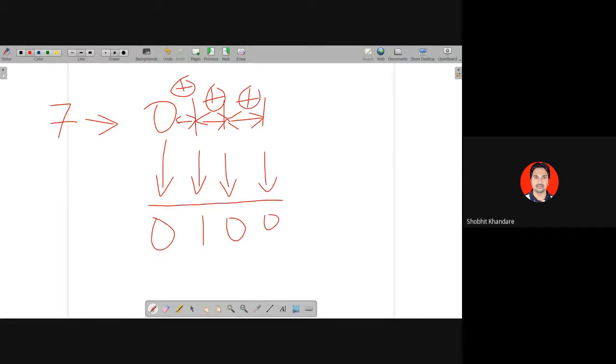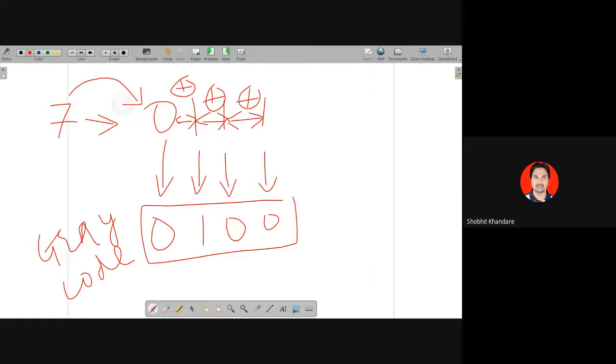So this is my binary code. This is my gray code. This is my gray code for decimal number 7. So the steps are: first convert 7 into binary code, and then this is the graphical representation, and doing the XORing operation to get my gray code. So it is 0, 1, 0, 0.